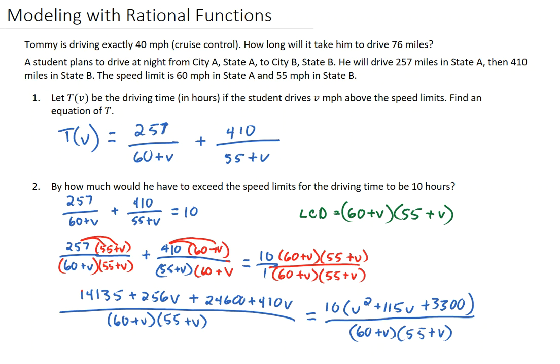Now I'm ready to get rid of this denominator. So I can do that by multiplying both sides by the LCD. Because now, since we have the same denominator everywhere, it'll just cancel it all out in one fell swoop.